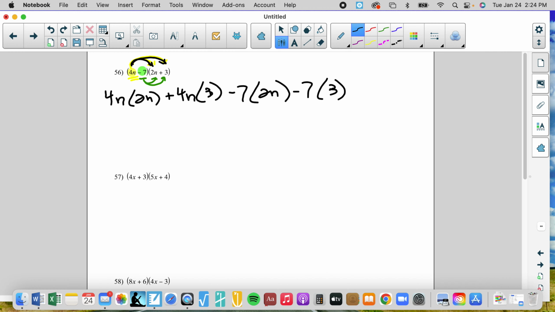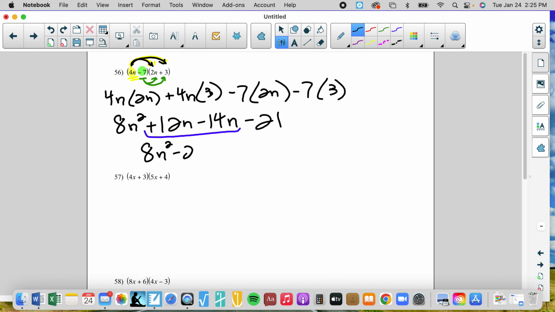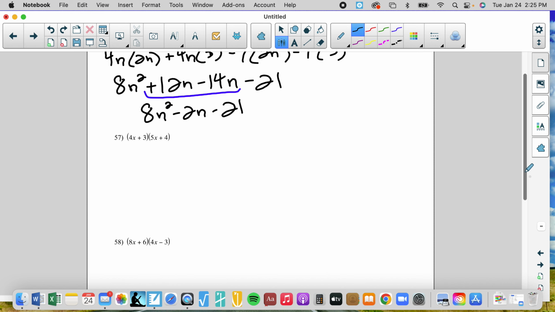Multiply the binomials. 4n times 2n gives me 8n squared. 4n times 3 gives me 12n. Negative 7 times 2n gives me negative 14n. And negative 7 times 3 gives me negative 21. Now what's unique in this is that we end up with like terms. 12n and negative 14n can be simplified. So we have to combine those coefficients. And that gives me 8n squared minus 2n minus 21 is my final answer.